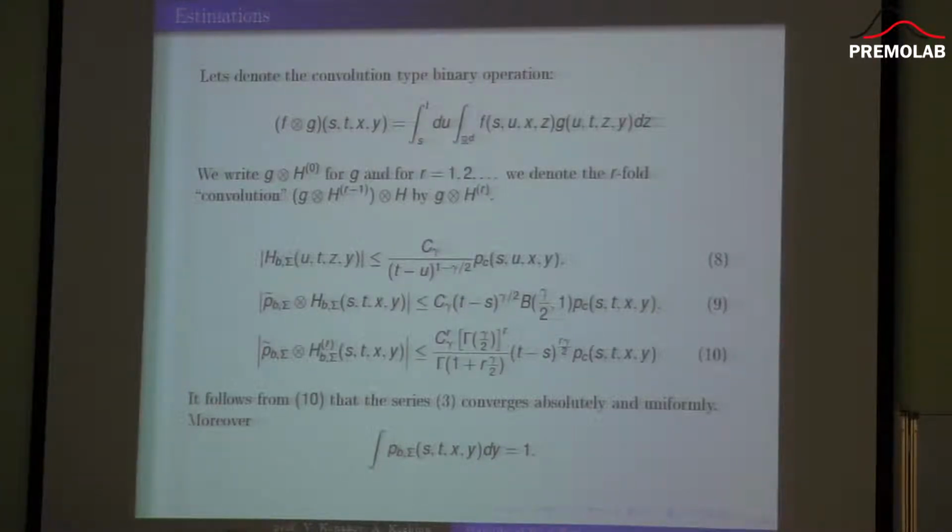Let us denote the convolution time binary operation just to make our representation shorter. And after that, we could write, also as in the article published in 2000, these estimations. Also, it could be mentioned that our convoluted operator has a nice smoothness property. And from these estimations it follows that the parametric series converge absolutely and uniformly.